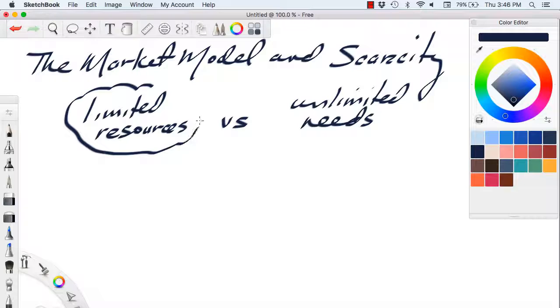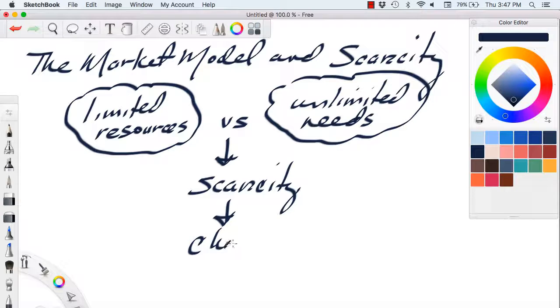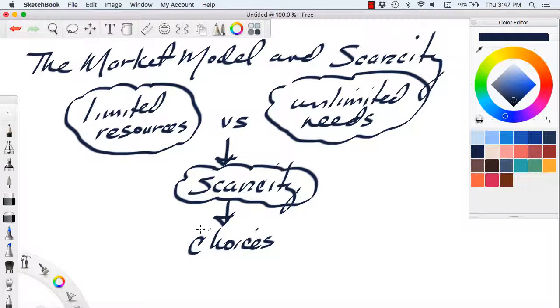So these limited resources coming up against unlimited needs leads us to have to make what are called choices. So this is the problem of scarcity, and scarcity leads to the fact that we have to make choices. And really, economics is the study of how people make choices in a world of scarcity. So let me just note that. Economics is the study of how we make choices in a world of scarcity.